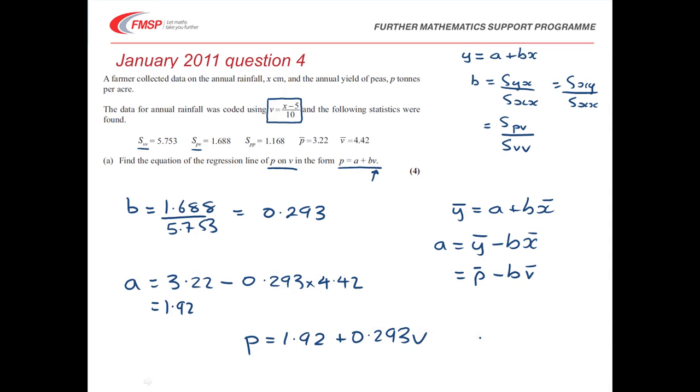So again, answers do get written to 3 significant figures, but you should use the exact value throughout. Where your marks are indicated are as follows. You get 1 mark for ensuring that the fraction for b is the correct way round, and then of course a mark for accuracy, and likewise you get 1 mark for using the correct formula for a, and then a mark for accuracy.